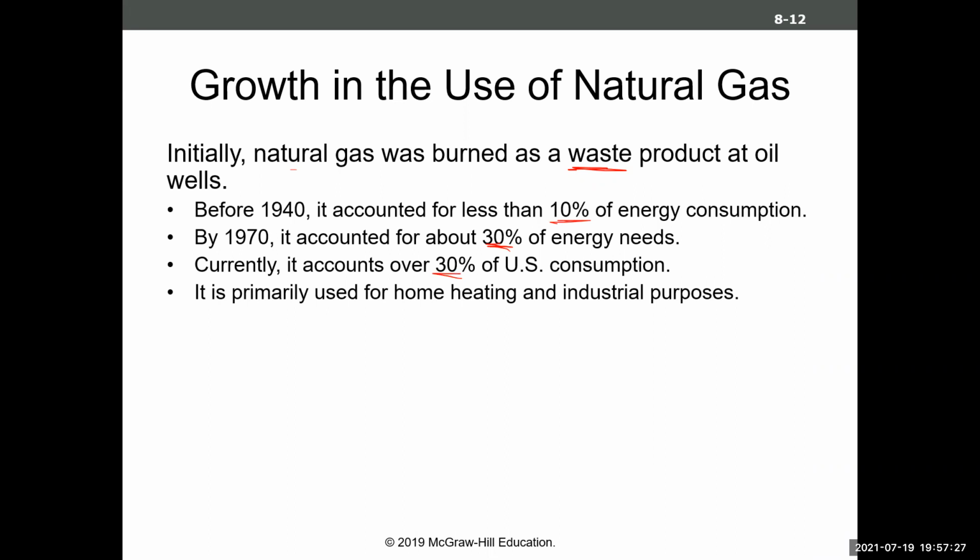And we typically use natural gas for things like heating and cooking, so like your gas stoves. You can have gas furnaces that heat your home. You can have a gas fireplace. And a lot of industries use natural gas for their energy needs.